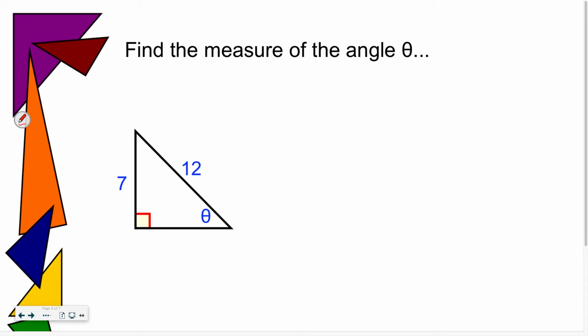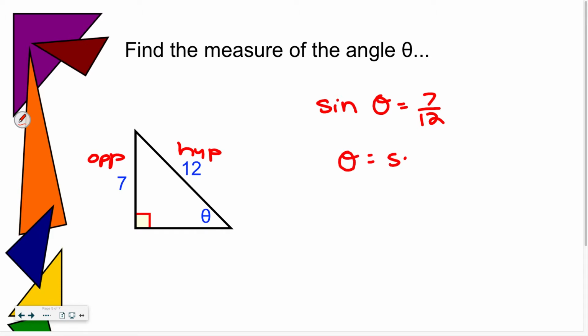Okay. So you probably remember doing this in geometry. If this is the theta you're trying to find, this side is opposite in relation. This side is hypotenuse. So essentially you could set up an equation like sine theta equals 7 over 12. But you're trying to find that actual angle. So theta is the inverse sine of 7/12.